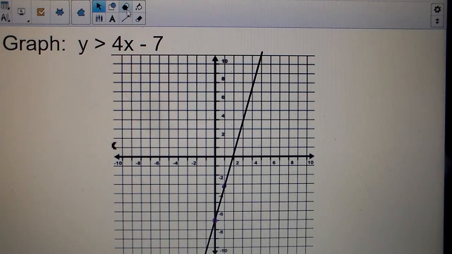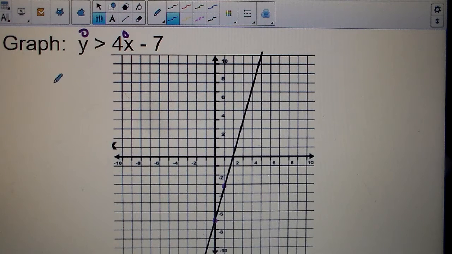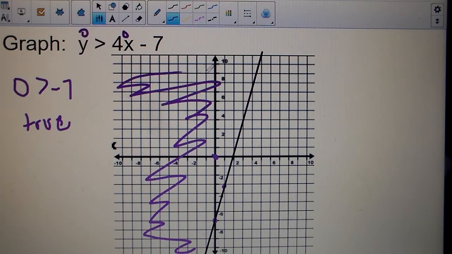So for something like this, where y is greater than 4x minus 7, we put in that 0, 0 point, we put 0 there and 0 there. So is 0 greater than -7? Well, that's a true statement. Since it's true, we're going to shade on the side that has that 0, 0 point, which is all over here on this side of the dashed line, or of the drawn line there.